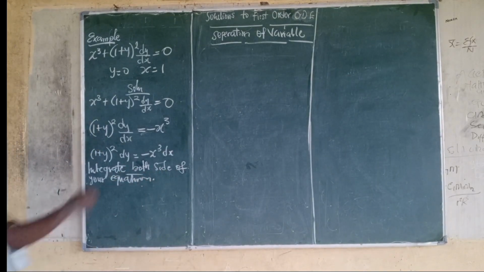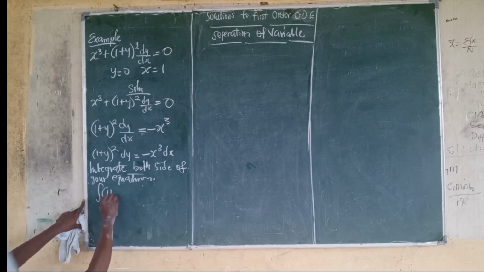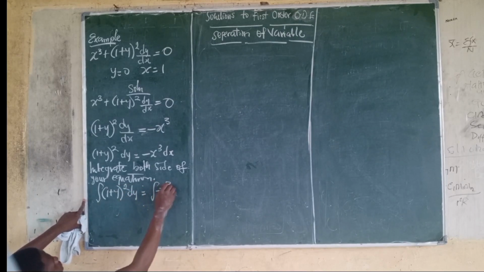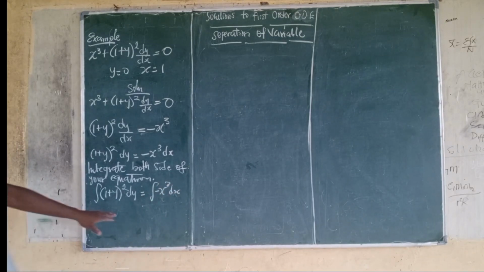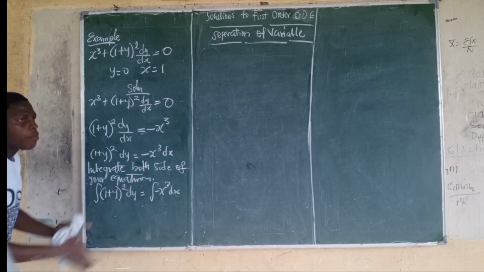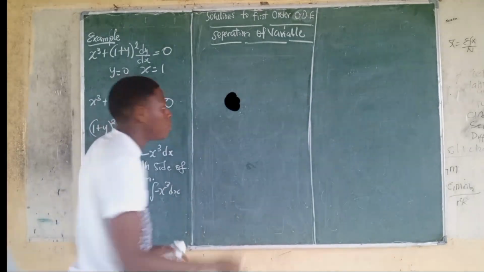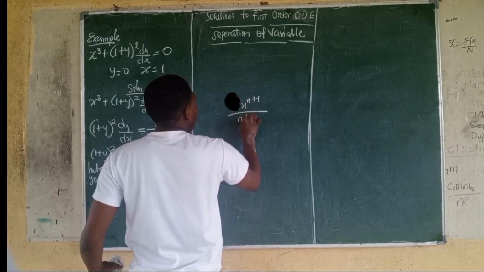If you do that, you are integrating this side to be the integral of (1 plus y) raised to the power of 2 dy, and this is equal to the integral of minus x raised to the power of 3 dx. Now we can integrate both sides. If you integrate this side, you take it as a whole and integrate the power, using the concept of integration which says x^n becomes x^(n+1) over n+1.